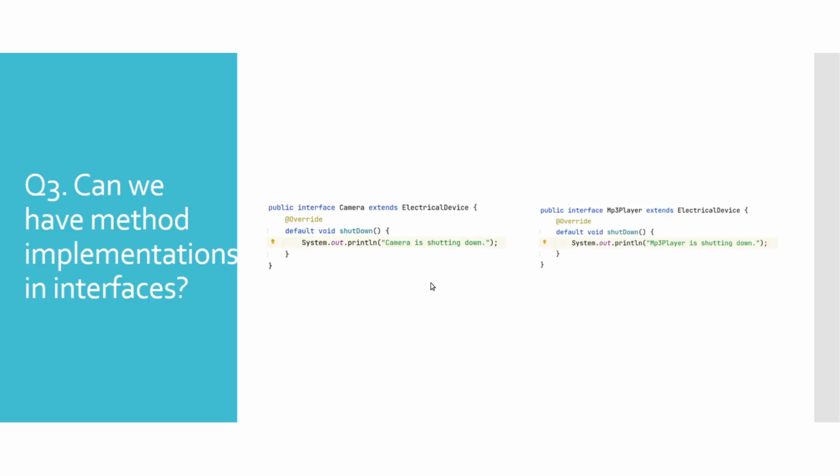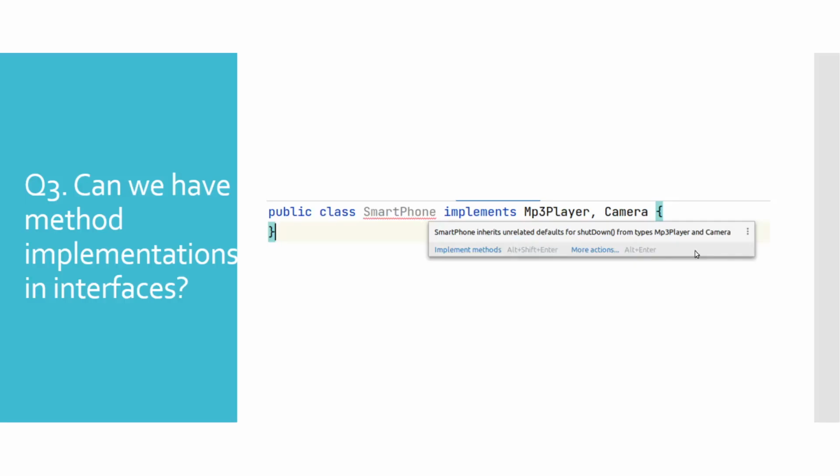With default methods introduced in interfaces, and having in mind that we can implement multiple interfaces in classes, the diamond problem has resurfaced in Java. Let's have a look at the two following interfaces, Camera and MP3Player. Both of them are extending the ElectricalDevice interface, and both of them have overridden the default shutdown method. If we try to implement both of these interfaces in class Smartphone, Java would report a compile time error because it would not be capable of resolving which shutdown method to actually use.